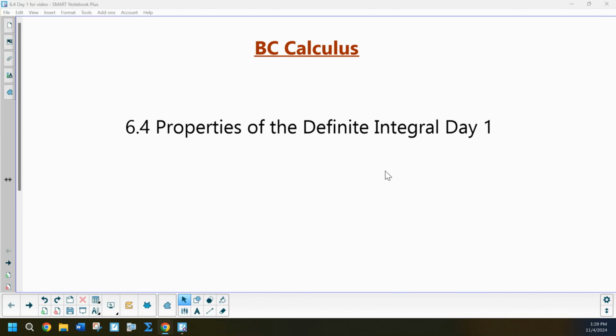Look at your calendar to determine what the assignment should be for tonight's lesson.